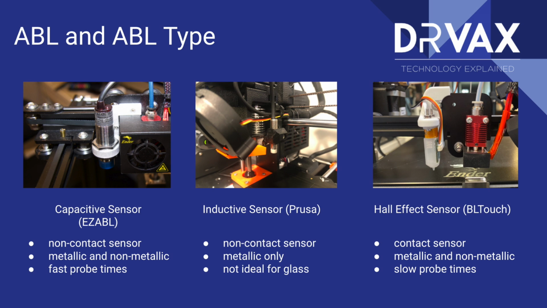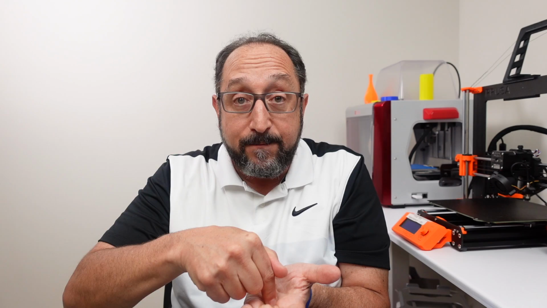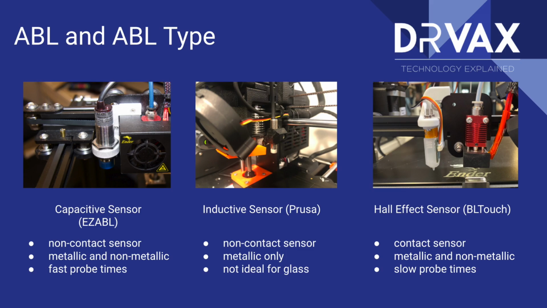ABL to. The Easy ABL is an aftermarket auto bed leveling system that I bought from TH3D. The folks over at TH3D, Tim, their owner, their proprietor, fantastic folks. If you need aftermarket components, it's a good place to buy them. The advantage of a capacitive sensor is it's non-contact. It doesn't actually have to touch the bed, and it works with both metallic and non-metallic surfaces.